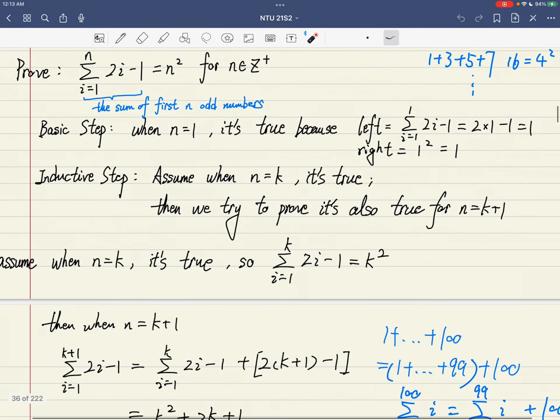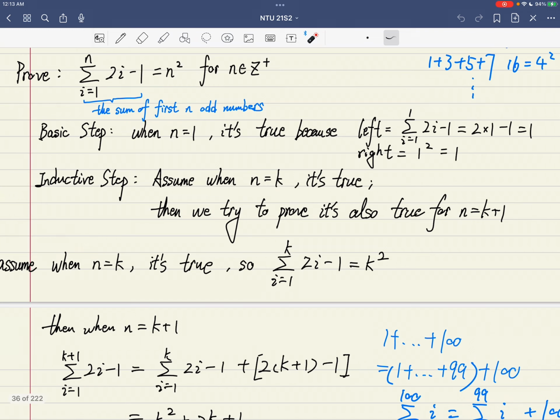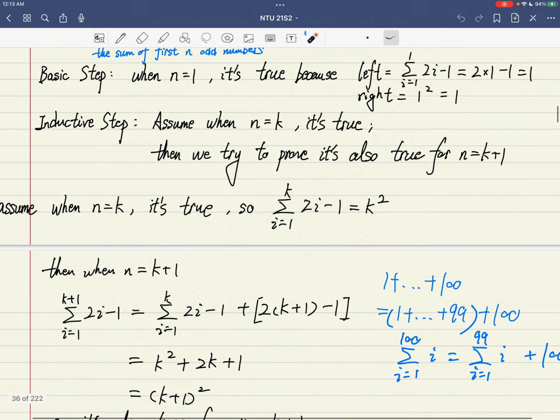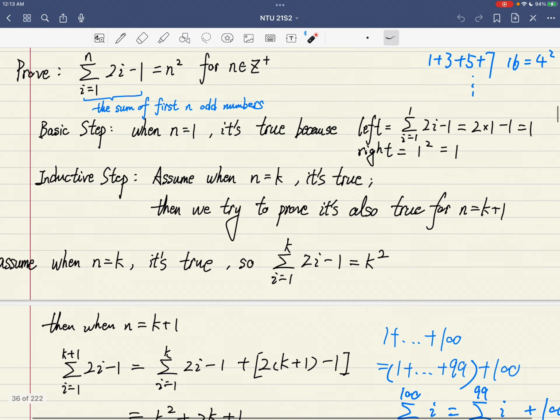You can easily show it because you can just do substitution. You can substitute 1 for n. If you substitute 1 for n, the left-hand side of the equation will be 1. The right-hand side of the equation will also be 1. So you show this equation is true when n is 1.